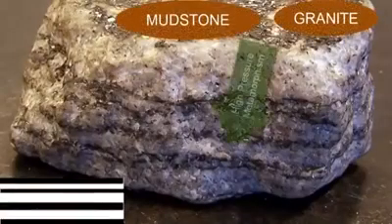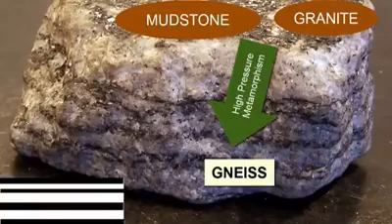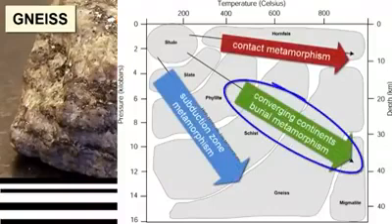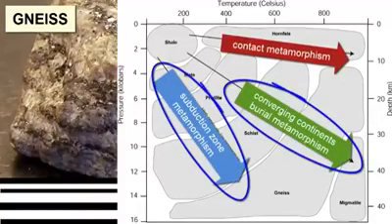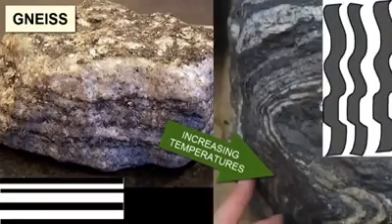Gneiss forms through high grades of metamorphism of mudstone or granite in settings where pressure increases with temperature, such as deep burial, converging continents, or subduction zones. Increasing temperatures at this point can cause the light-colored bands to melt, so that half or a fraction of the rock is molten, but not all of it.